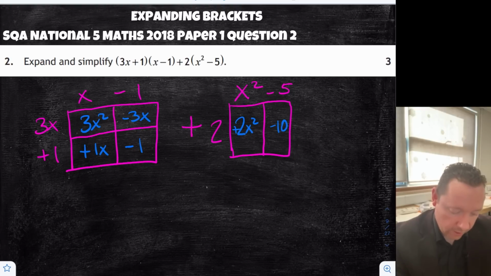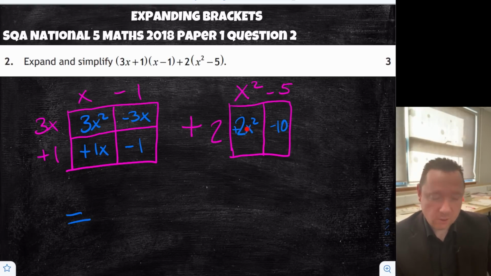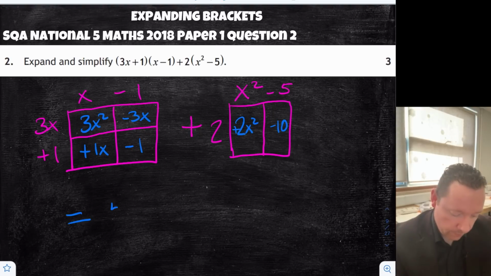And then taking our answer outside the box in. Collecting like terms, so looking at our x squared, we get 3x squared and 2x squared, so that's 5x squared. Looking at our x terms, being careful, we've got minus 3x plus 1x is minus 2x, nothing in this side, so it's minus 2x. And looking at our number parts, we've got minus 1, minus 10, so that gives me minus 11, and I'm done there.